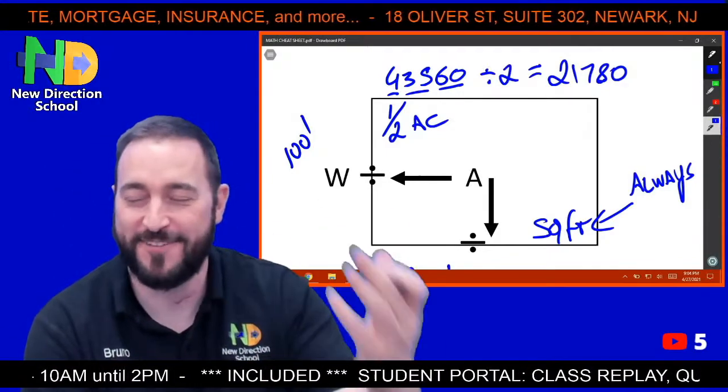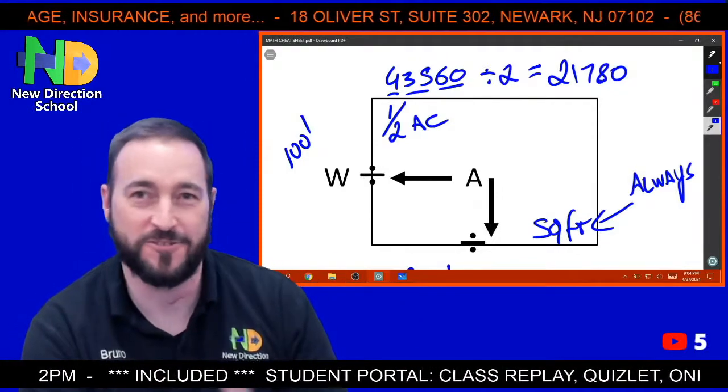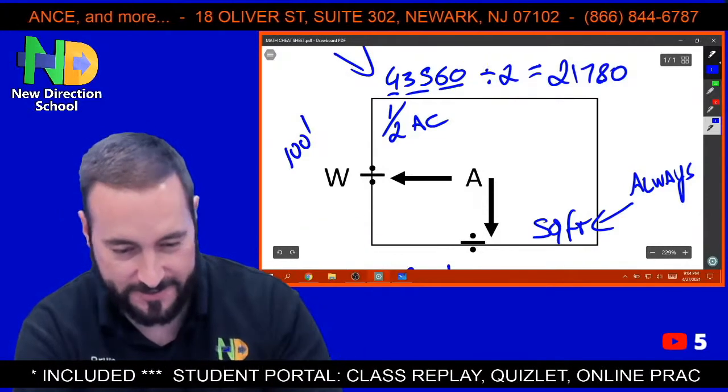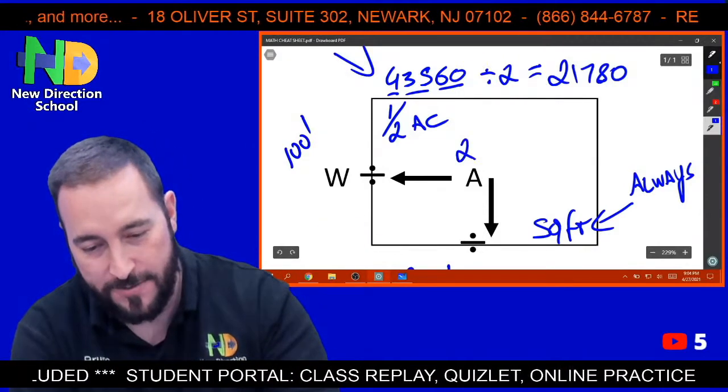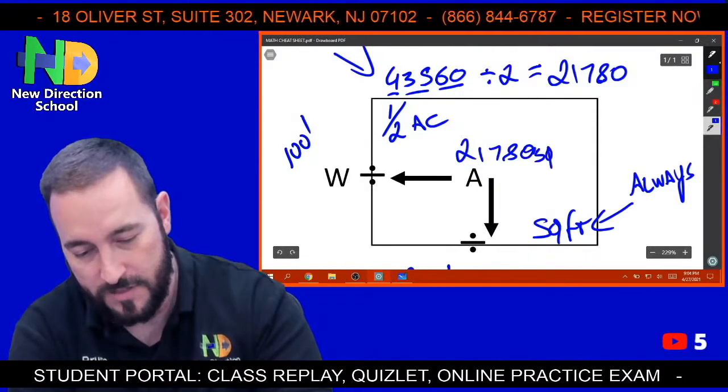No, this one doesn't work, because if they were to ask a quarter of an acre or 3/4 of an acre, now there's no acronym for this. You need to know the math. But for this one, for example, this one's easy. So now, guys, we got 21,780 square feet.